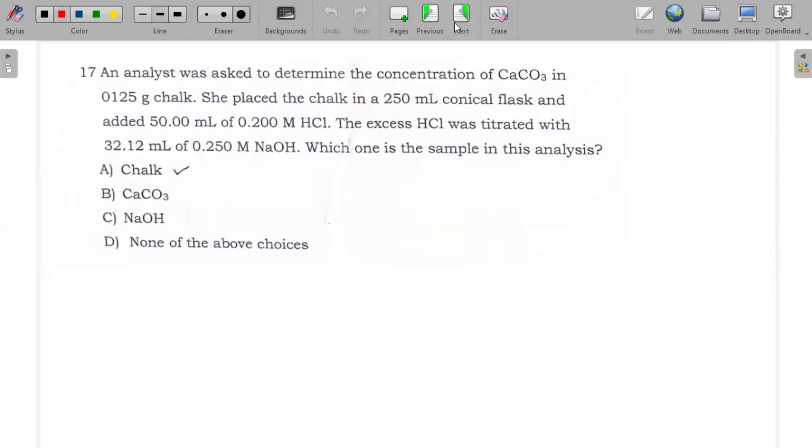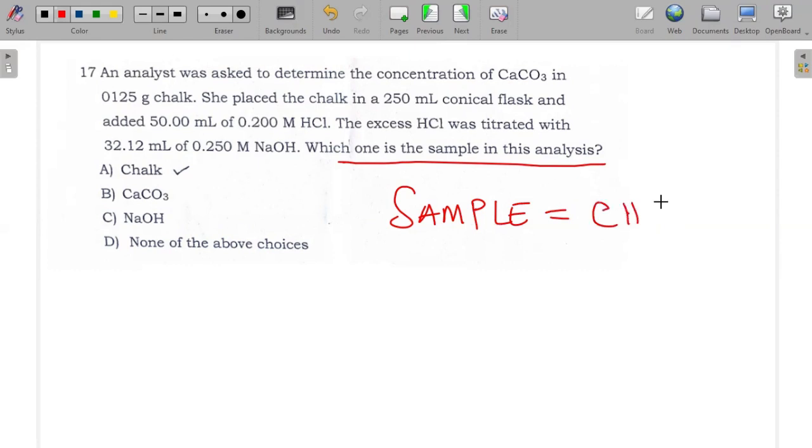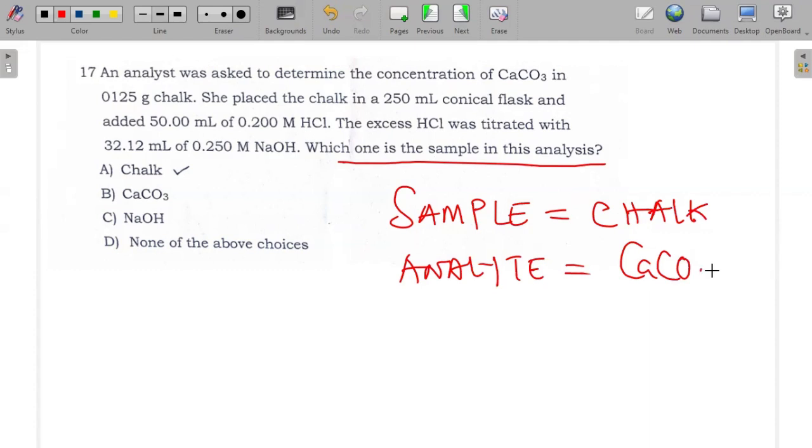It's the same question here, but here they're saying which one is the sample? The sample is the thing that contains the analyte. So this calcium carbonate, which is the analyte, is contained in what? In chalk. So chalk is the sample. The analyte, we said, was the calcium carbonate. And then sometimes they can ask you for the standard solution.